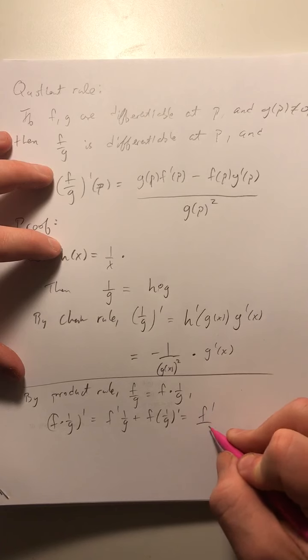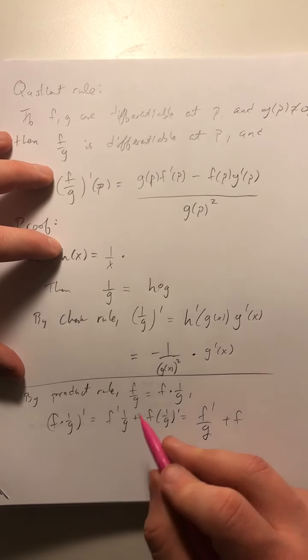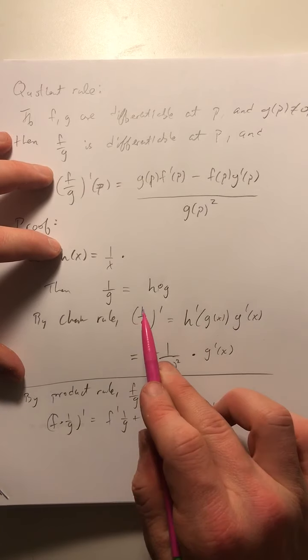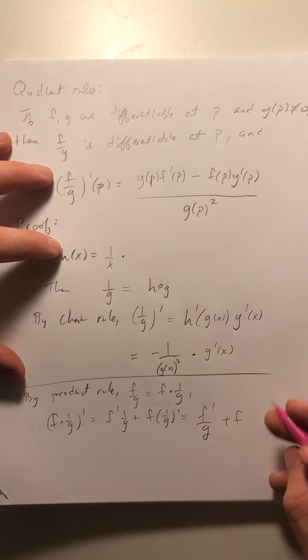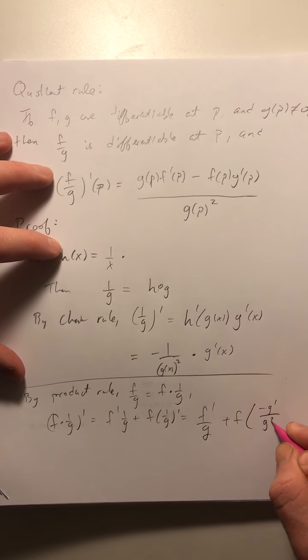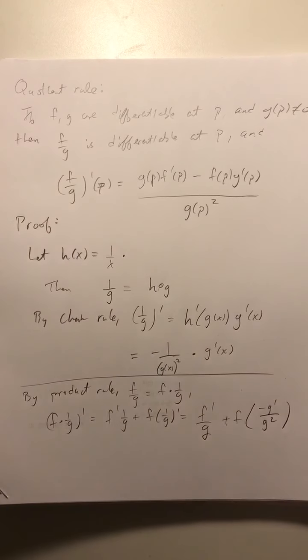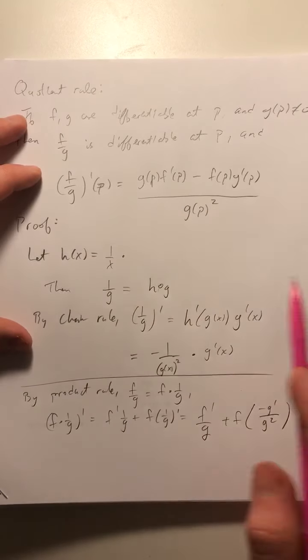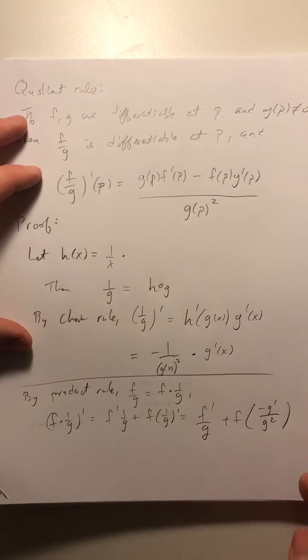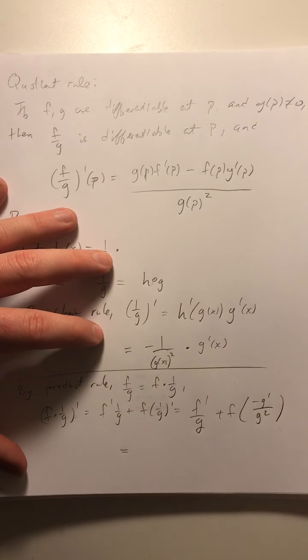This is f prime over g, and so plus f, and then 1 over g prime, okay, the derivative of the reciprocal, we computed that up here. This is negative g prime over g squared. Okay, so all of these should be evaluated at p. I'm skipping the at p notation because it really clutters things up. But technically, by the assumptions up here, I can only say that this is valid at p, not any other point. Who cares? Really, who cares?